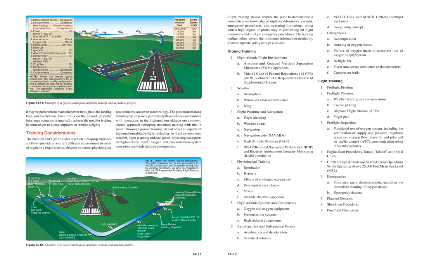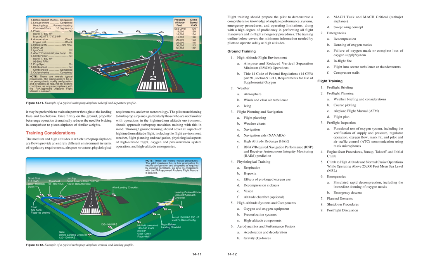Emergencies. A. Decompression. B. Donning of oxygen masks. C. Failure of oxygen mask or complete loss of oxygen supply/system. D. In-flight fire. E. Flight into severe turbulence or thunderstorms. F. Compressor stalls. Flight training. 1. Pre-flight briefing. 2. Pre-flight planning. A. Weather briefing and considerations. B. Course plotting. C. Airplane flight manual, AFM. D. Flight plan. 3. Pre-flight inspection.